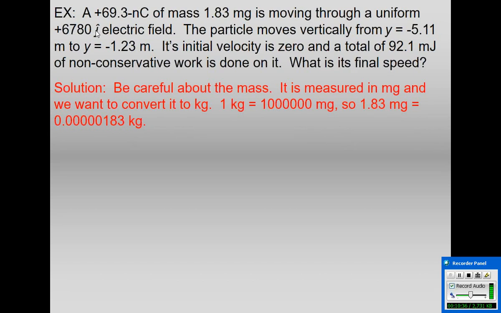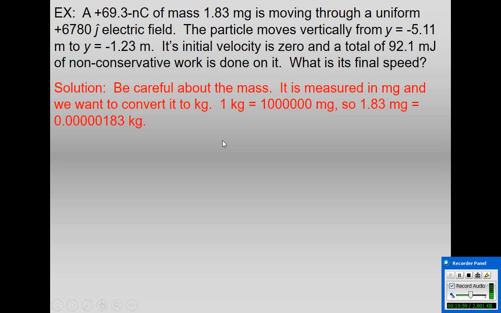The problem says the particle moves vertically from negative 5.11 meters to negative 1.23 meters. It says the initial velocity is 0, and there is a total of 92.1 millijoules of work done by non-conservative forces on it. And the question is, what is its final speed?